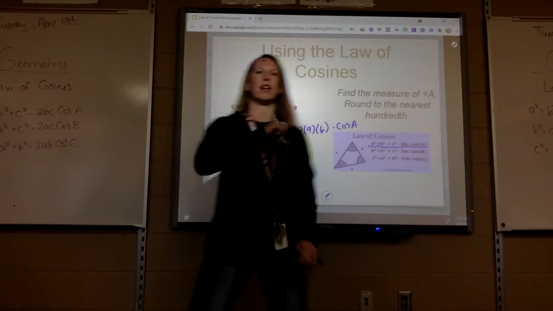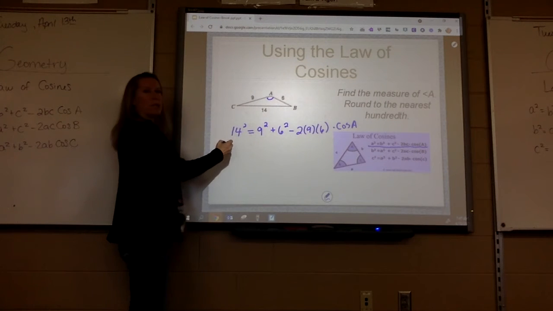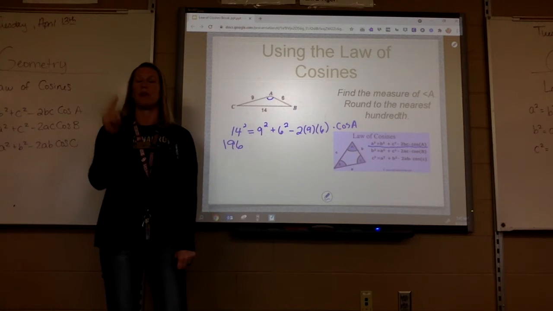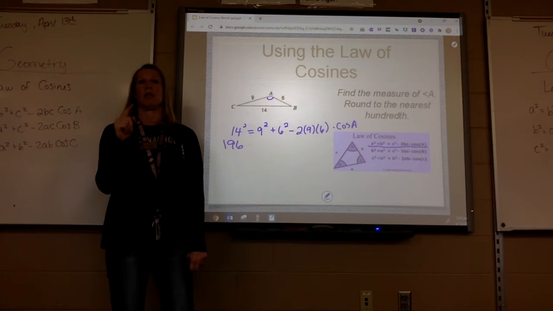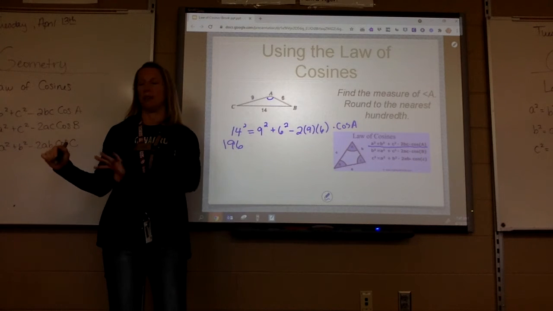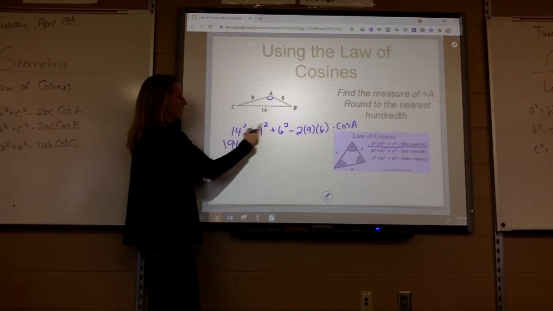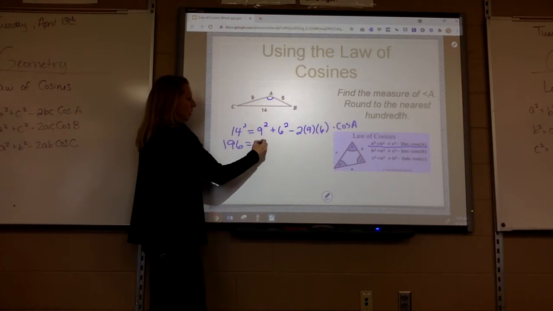What is 14 squared? What's 14 times 14? 196. Remember, before Algebra 2, it would be great if you memorize the perfect squares up to 20. It's going to help you, and I promise it'll help you. So 14 squared is 196. What's 9 squared? 81.